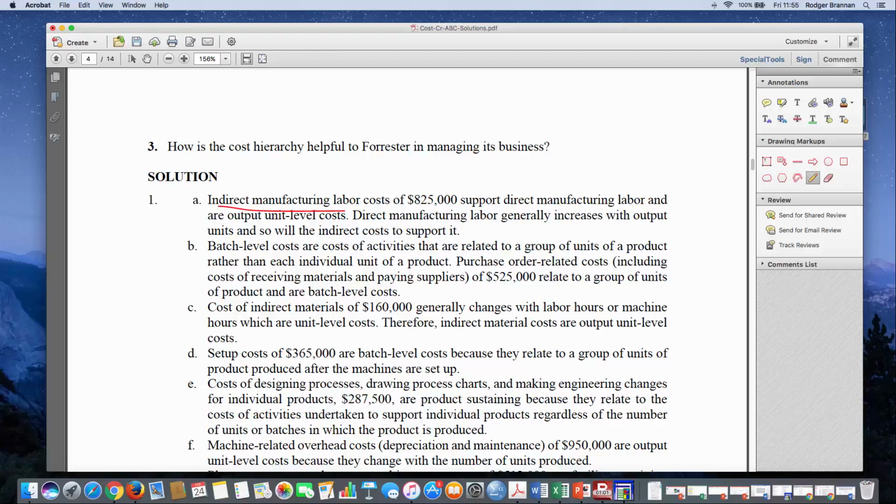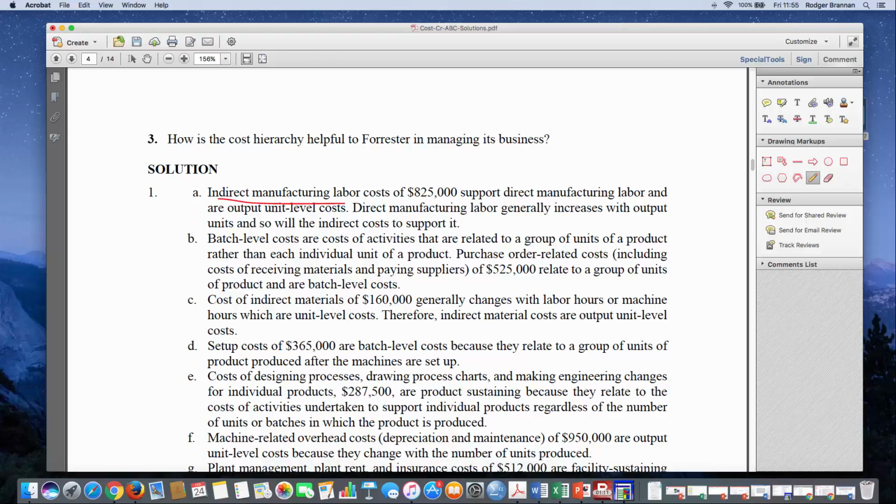Now, the second one here, a batch level cost, are those that are related to when a certain group of activities or a group of products might be produced. So purchase order, okay? So that might be 525,000. Well, how many times do we have to create a purchase order? So there may be several different costs involved with a purchase order. So that might be more associated with a batch level cost.